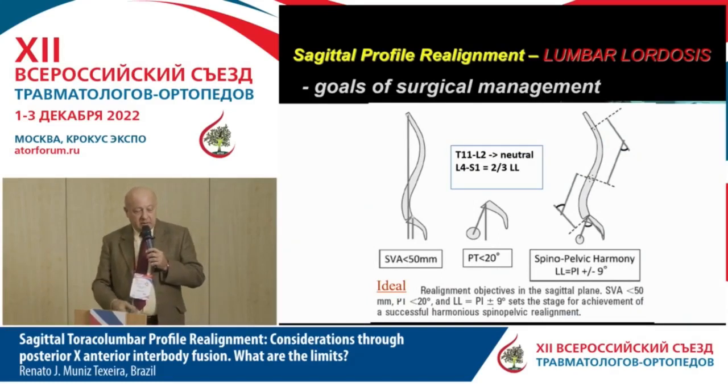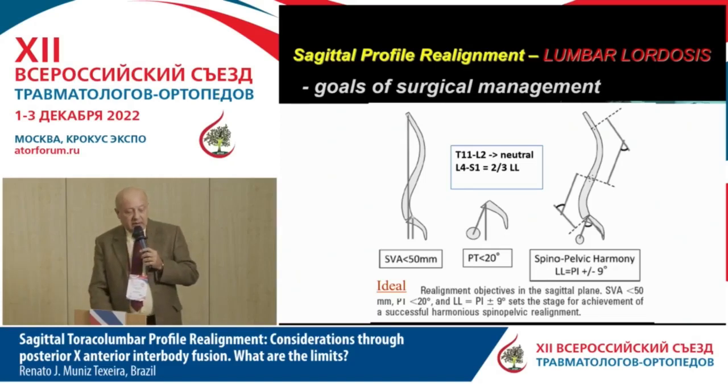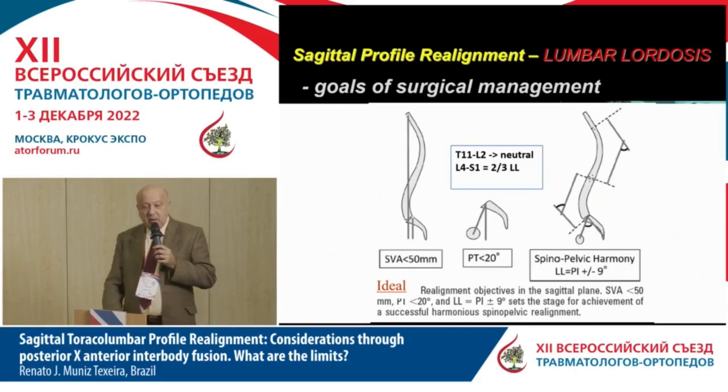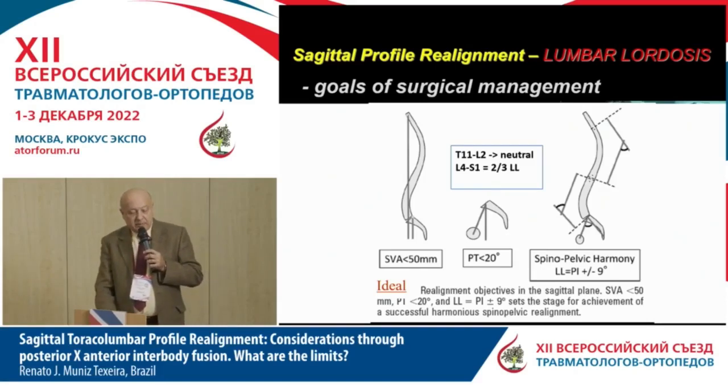The aim of surgical management, the goals you all might know, is SVA less than 15 millimeters, PT less than 20, and spinopelvic harmony, lordosis and PI, around 10 degrees of average.